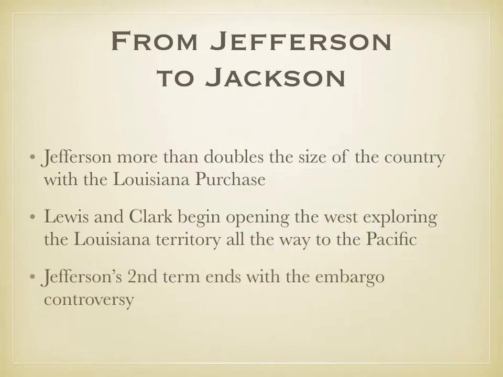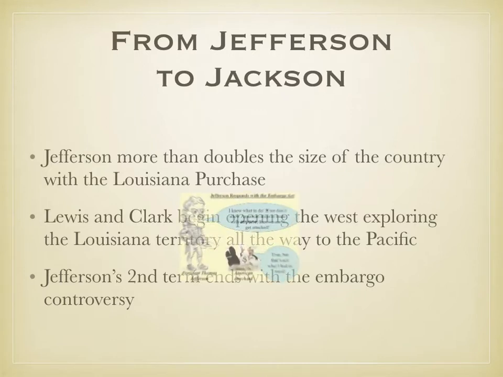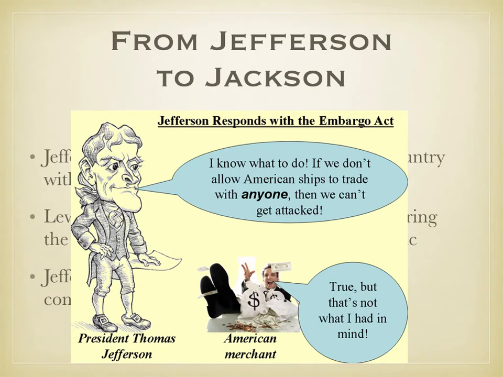At the end of Jefferson's second term, controversy arises. American ships are impressed by French and British ships around the world, and American sailors are taken hostage and forced to work on foreign vessels. In response, Jefferson signs the Embargo Act, which basically prevents American ships from entering British and French ports. This becomes very controversial, however, when American merchants are affected, unable to sell their products in these foreign ports.